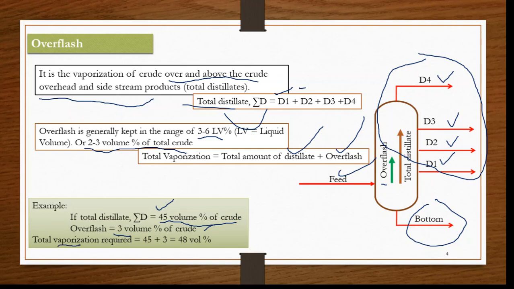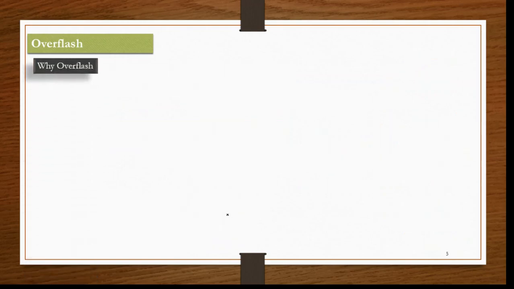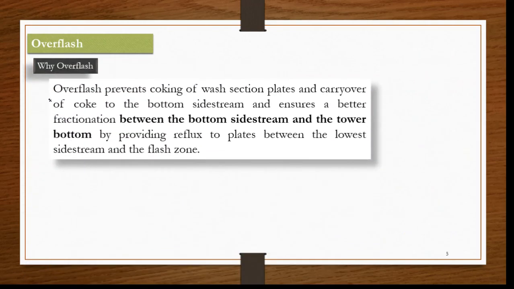So the total vaporization required is 45 plus 3, that is 48 volume% of the crude. It means that we need to vaporize 48 volume% of the crude in the flash zone, so that 45 volume% of the total distillate can be achieved and 3 volume% of the overflash is achieved. Why do we need overflash? The overflash basically prevents the coking of the bottom section, that is called the wash section plates, and the carryover of the coke to the bottom side streams, and ensures better fractionation between the bottom side streams and the tower bottom.